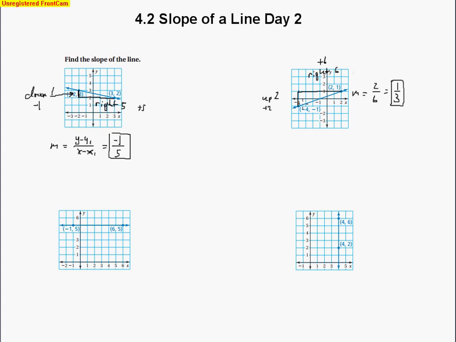And so if I look at 1/3, you notice that I could have gone up 1 and over 3 spaces and ended up on that line. Up 1 over 3 brings me to this other point.